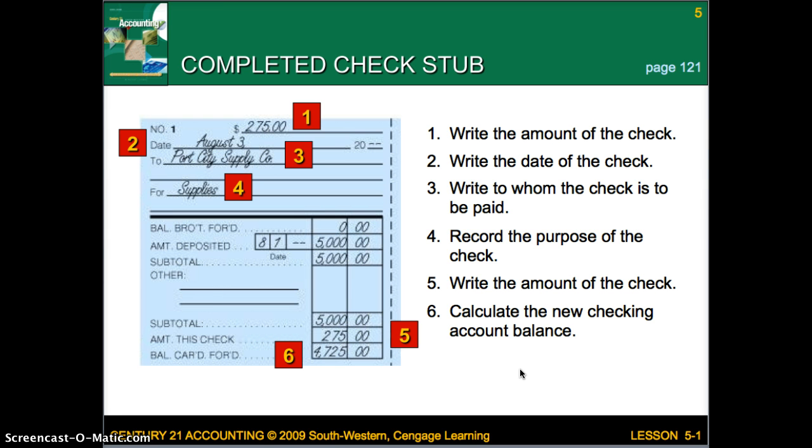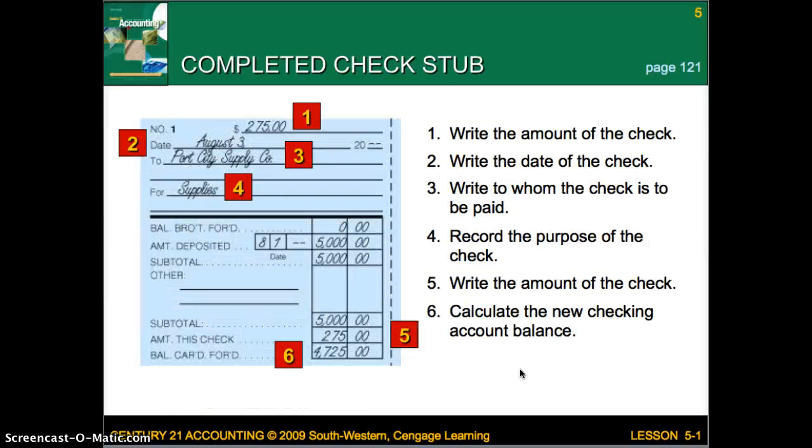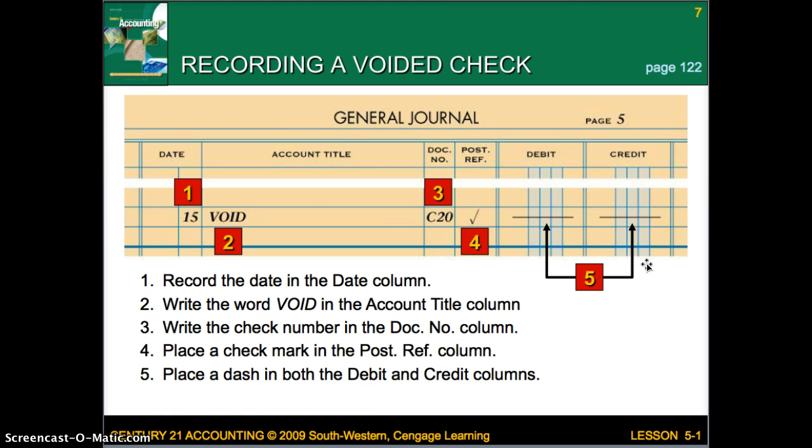A completed check stub will have your check number, the date, who it's being written to, what it's for, and your balance carried forward, excuse me. A completed check. We would always do the check stub first because we always want to make sure that we have record. After we've filled out the check stub, which is right here, then we'll go on to our check and we'll write the date, who we're paying it to, the amount, then we'll write out the amount, we'll say what it's for, and then we'll sign the check.